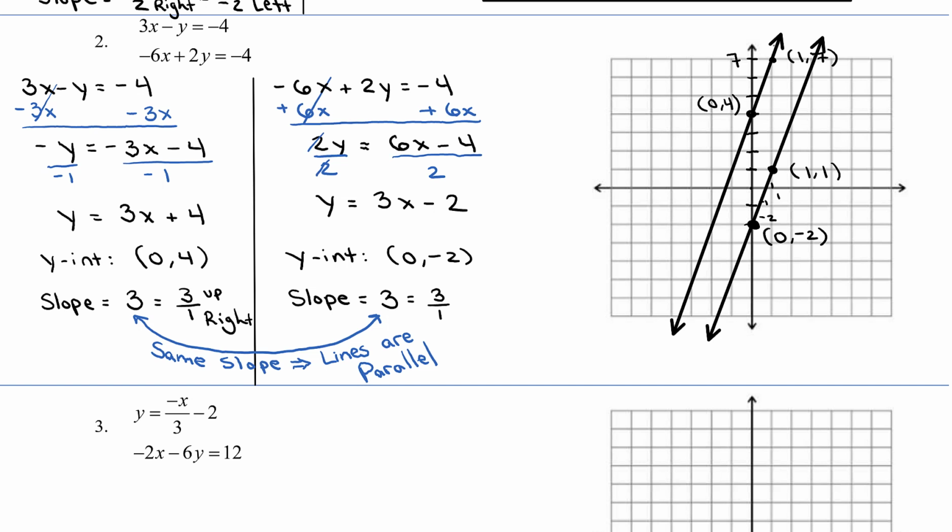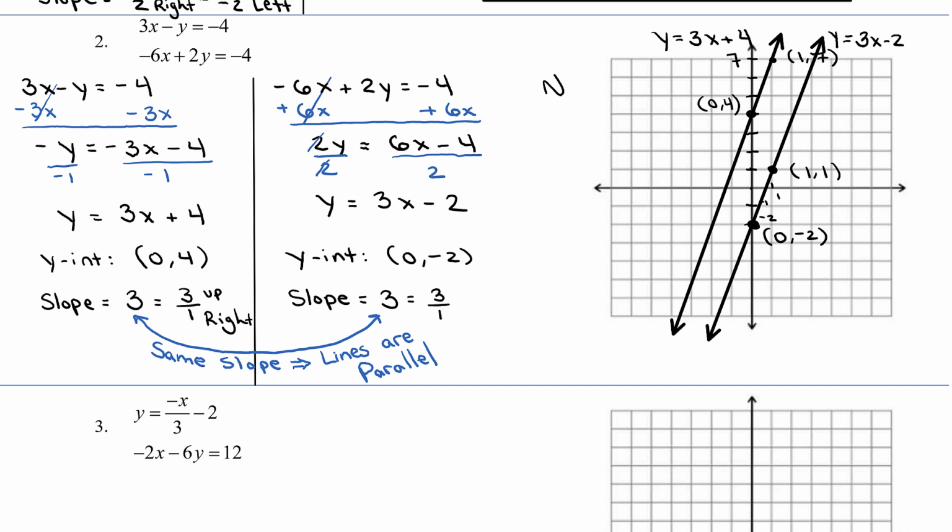Now we need to go ahead and label these lines. I'm going to label the first equation, y equals 3x plus 4, for the first line that I drew. And the second equation, y equals 3x minus 2. And once again, I had mentioned earlier, it's okay if you use the equations that are in slope-intercept form or the ones that are in standard form. Either one is fine.